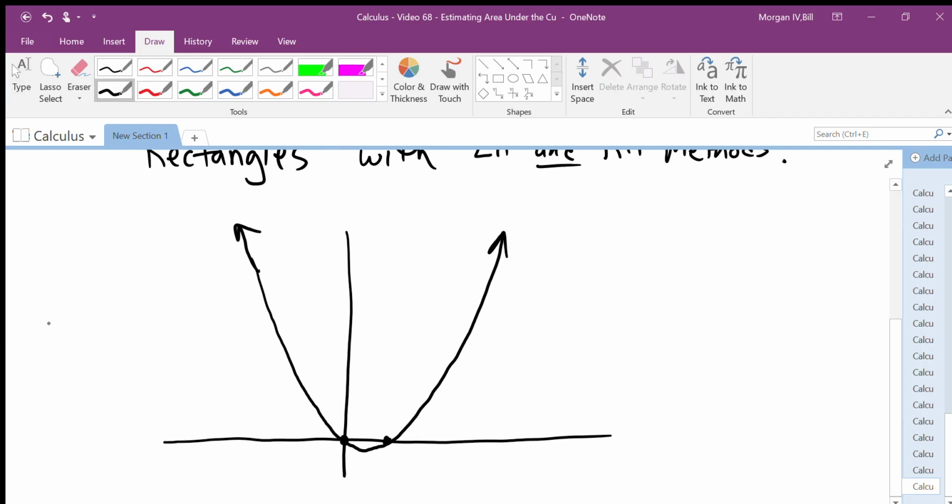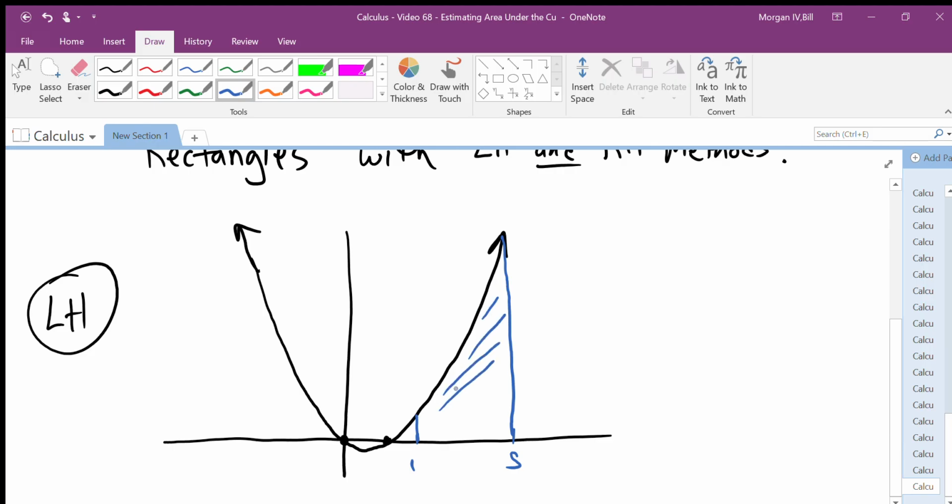And let's start this one with the left hand. So we'll take the heights of the rectangles based on the leftmost point of each rectangle. So let me just kind of estimate here. Let's call that 1, and let's say 5, maybe kind of about right there. So what we're looking at is this area here. And again, I'll erase this in just a second because we're going to make it rectangles, but we are trying to estimate the area of that particular region.